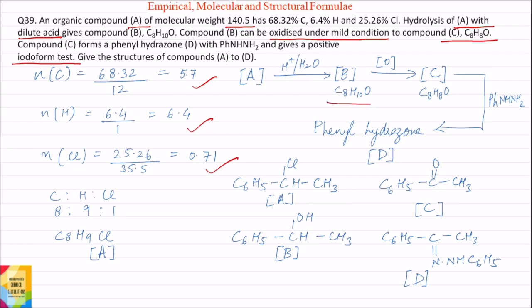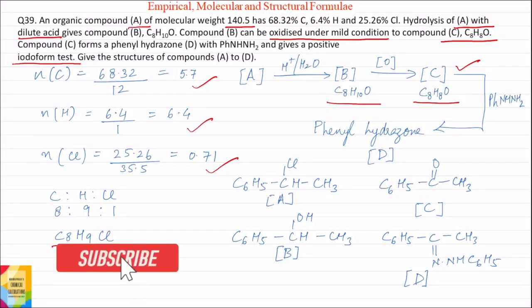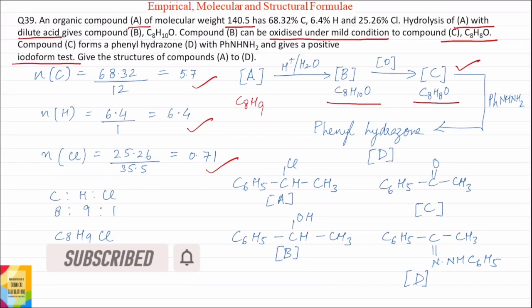Now as given in the question, if we hydrolyse A, it will give B. The molecular formula of B is C8H10O. If we oxidize B, it will form C, whose molecular formula is C8H8O. Compound C contains 8 carbon atoms, compound B also contains 8 carbon atoms, and the empirical formula of A also has 8 carbon atoms. So we can assume that the empirical formula and molecular formula of A are the same, and the molecular formula of A is also C8H9Cl.